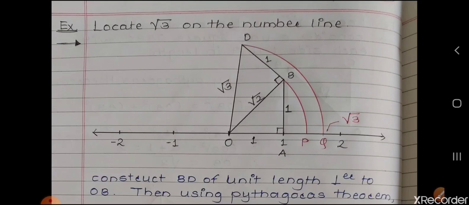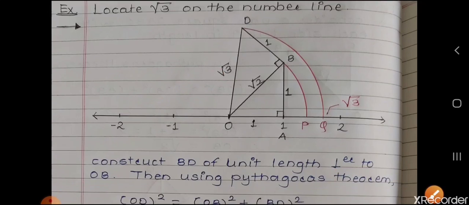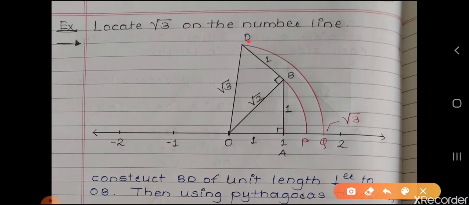Here O is the center. Take OD as a radius. By using compass with center O and OD as a radius, draw an arc which intersects the number line at point Q. So the point Q corresponds to square root of 3.